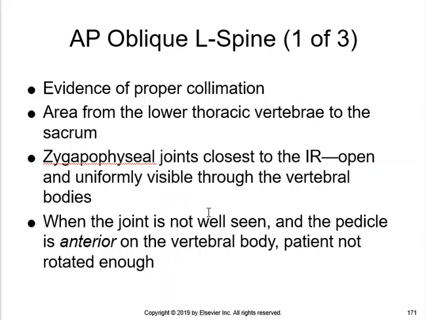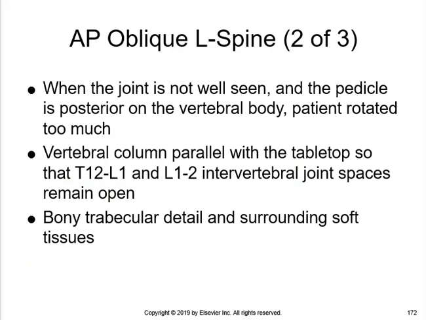When the joint's not well seen, the pedicle is anterior to the body, the patient is not rotated enough, and they look too AP. When the joint's not well seen, the pedicle is too far posterior, the patient's rotated too much. So what we're going to see is from T12 to the top of the sacrum.